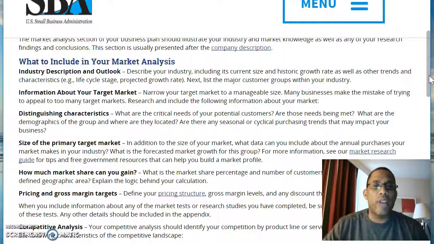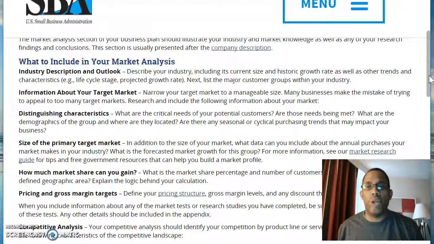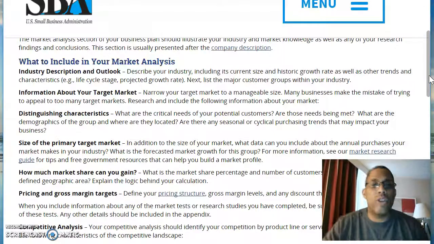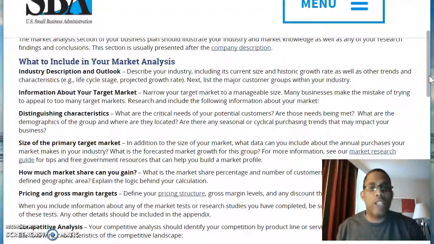Primary distinguishing characteristics. Size of the primary target market. How much market share can you gain? So based on this national value of your industry, how much of it do you actually think you can get yourself? Got to have some pricing and gross margin, right?